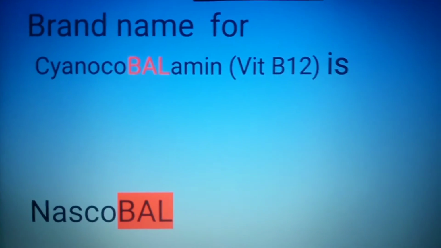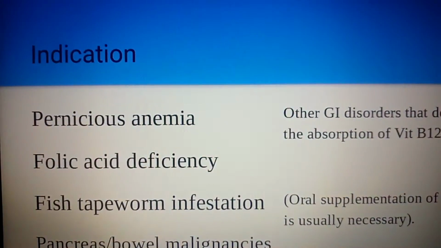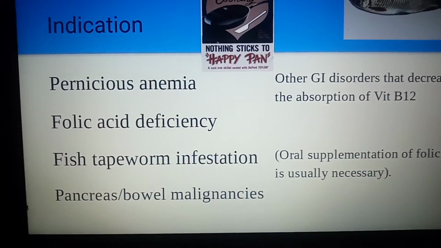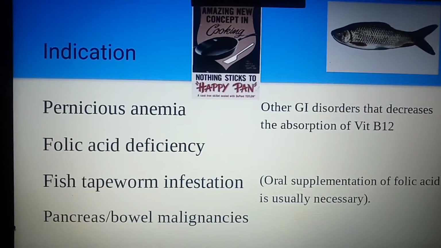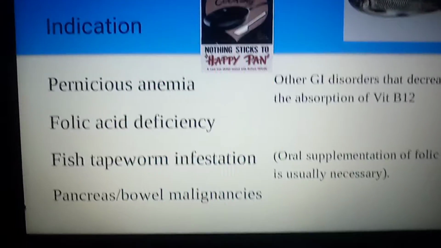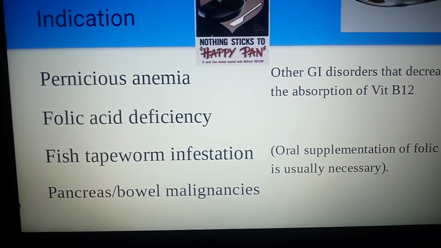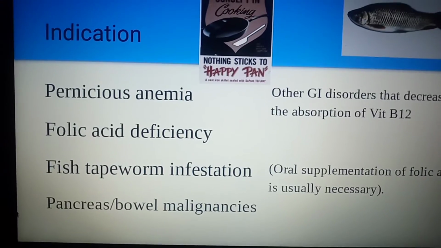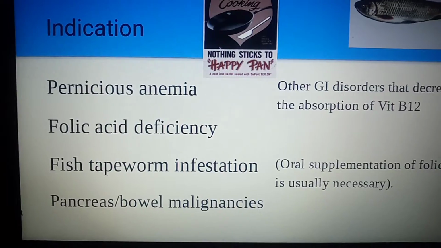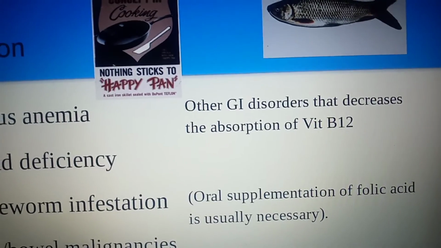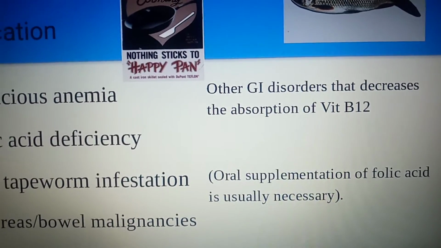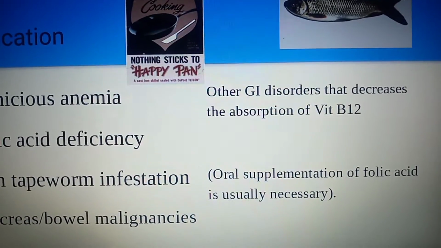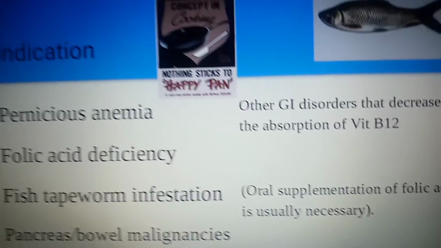What's the brand name? Pregnancy category C. What is it indicated for? Cyanocobalamin is indicated for pernicious anemia, folic acid deficiency, fish tapeworm infestation, pancreas and bowel malignancies, and other GI disorders that decrease the absorption of vitamin B12. Oral supplementation of folic acid is usually necessary.